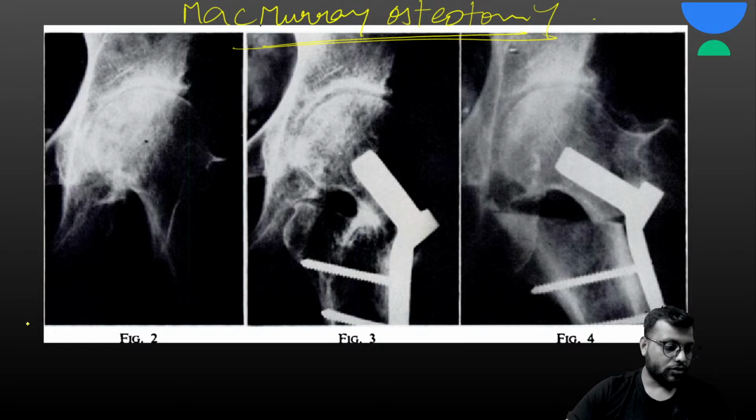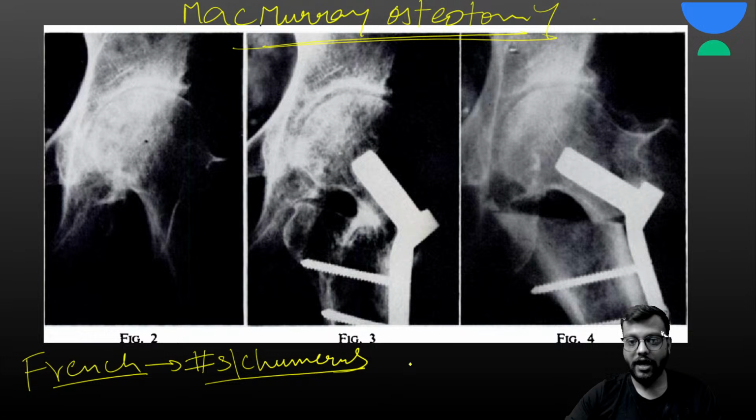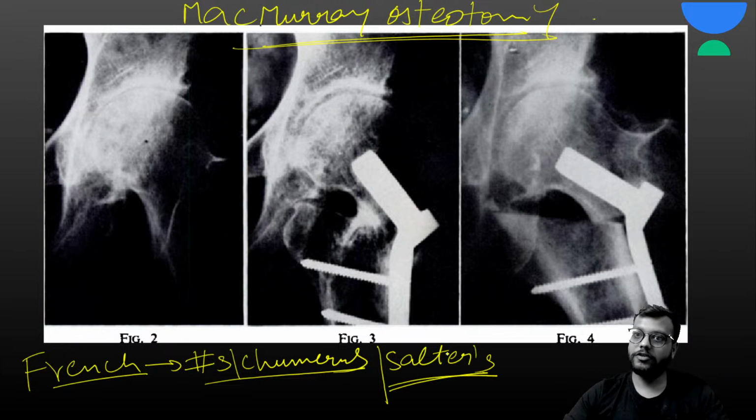And which other osteotomy did we study? French osteotomy. French osteotomy is done in malunited supracondylar humerus fracture with gunstock deformity or cubitus varus deformity. And one more osteotomy we studied, that was Salter's osteotomy. Okay, Salter's osteotomy is done in what?